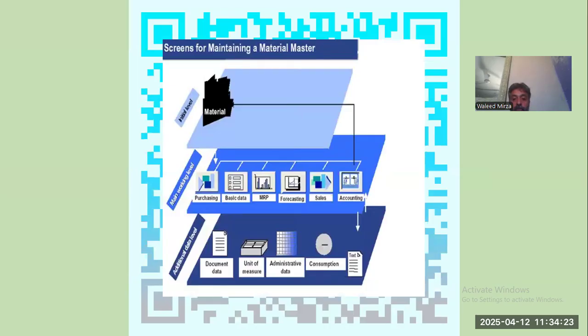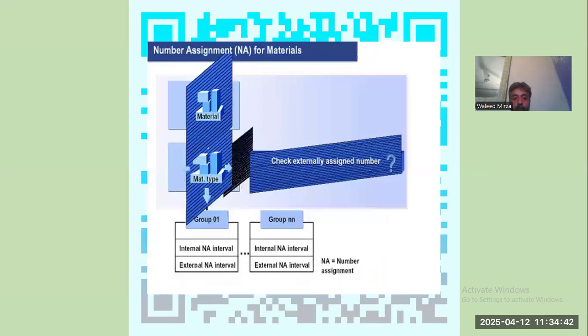The screens that we have in Material Master have dynamic and versatile purposes like purchasing, basic data, and so on. And in those, the details that we can maintain are molecular details for a material, like document data, unit of measure, consumption, and so on.